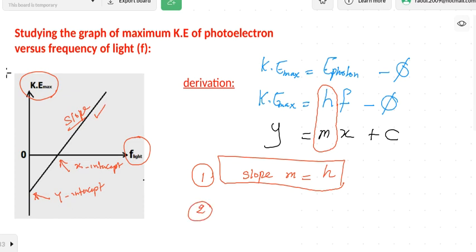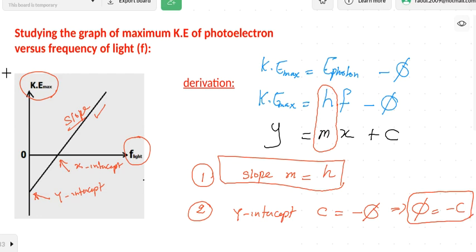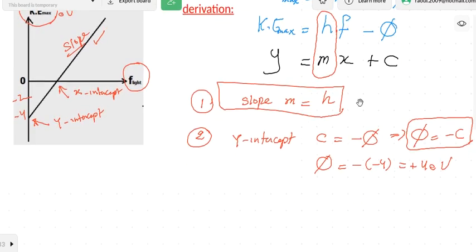Number two, if we compare c with minus phi, we realize that the y-intercept c is equal to minus the work function, which means if we need to calculate the work function, it's equal to minus c. And we will solve a question on this later. For example, if the value here is minus 4 electron volt, we can write that the work function equals minus into minus 4, so the answer will be positive 4 electron volt. This is one idea. So now we know the meaning of the y-intercept and of the slope. What remains is the x-intercept.